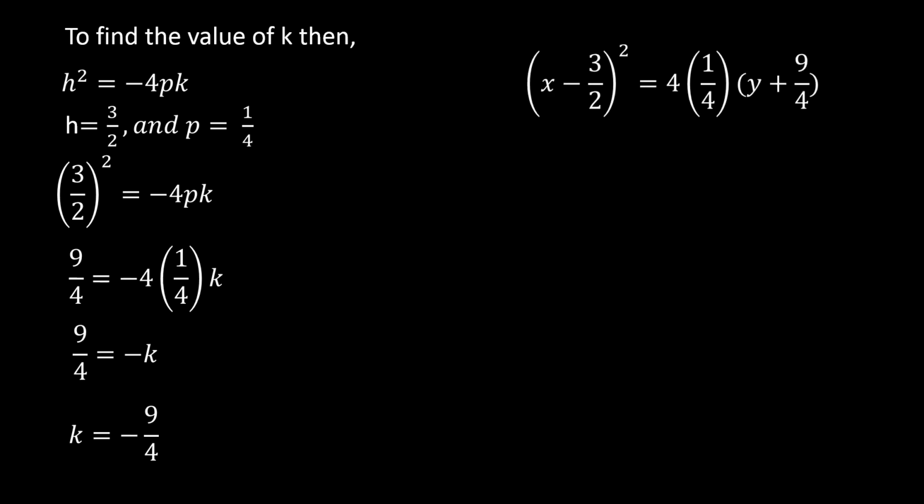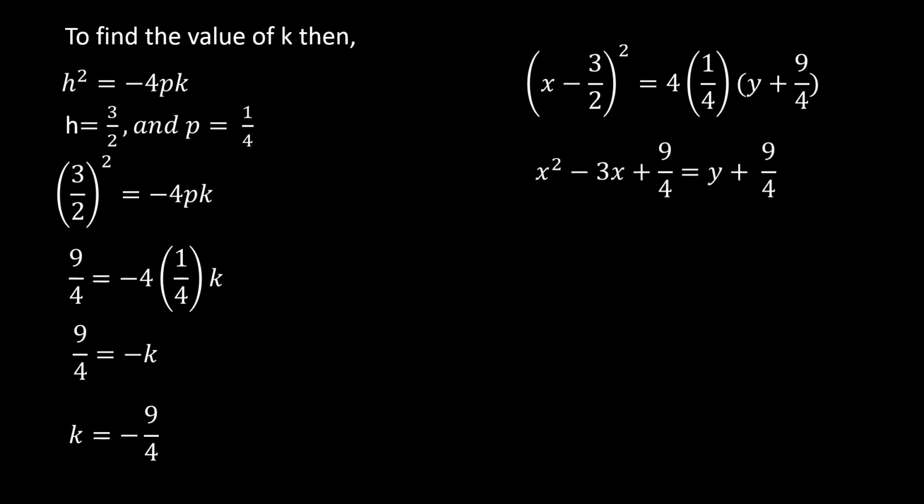Then we know that the value of our h is 3 over 2, the value of our p is 1/4, and the value of k is negative 9 over 4. So we have here this corresponding equation from the given three coordinates. We have x minus 3 over 2 to the power of 2 is equal to 4 times 1/4 times the quantity of y plus 9 over 4.